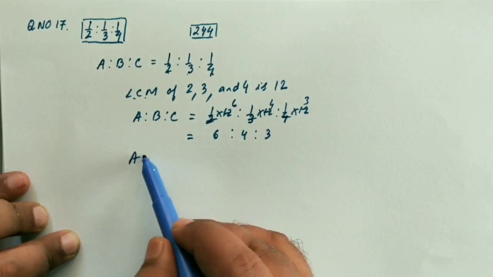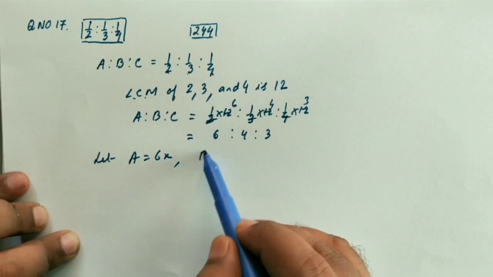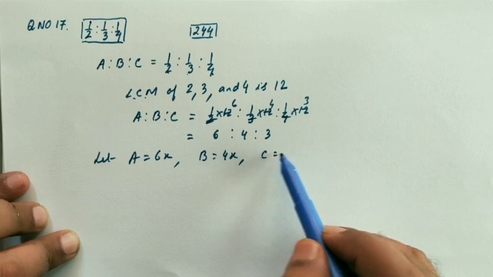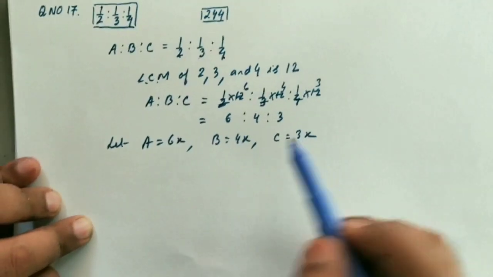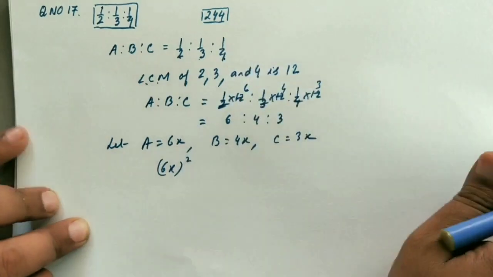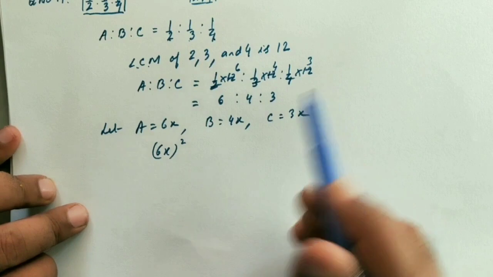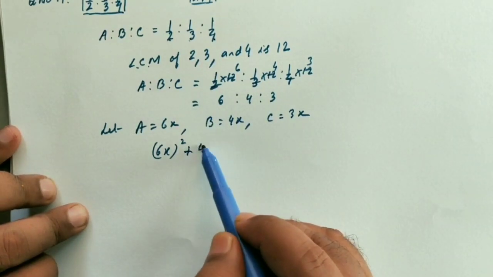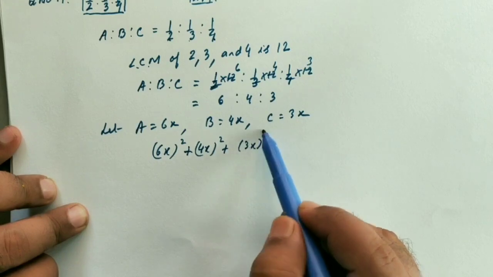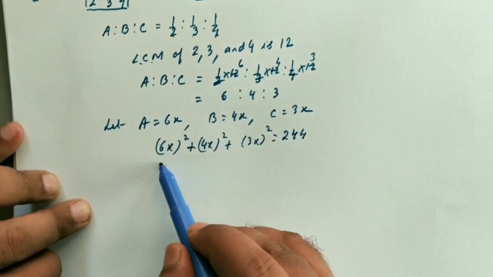Therefore, let A be 6x, B 4x and C 3x. The sum of the squares they have given is 244. This is given: 6x square plus 4x whole square plus 3x whole square is 244.